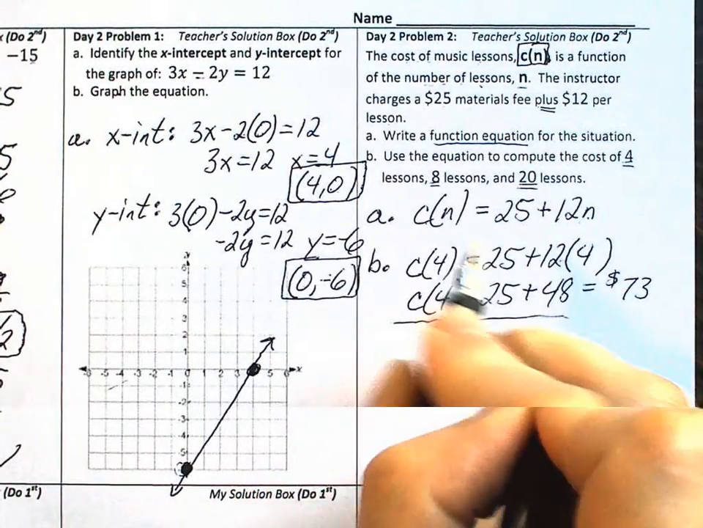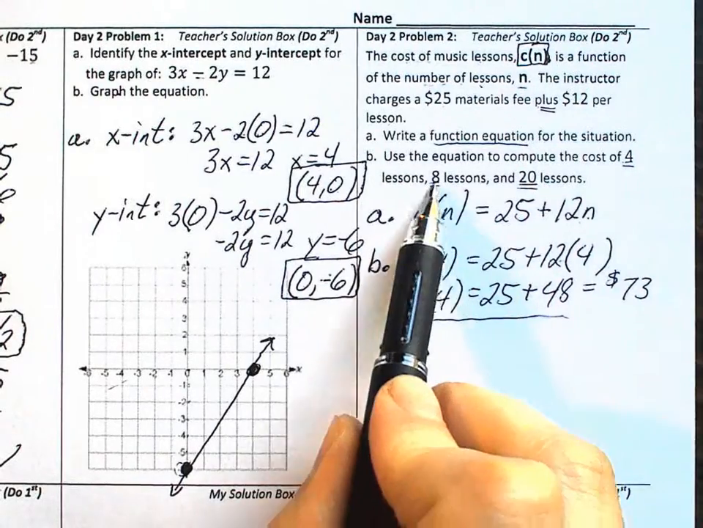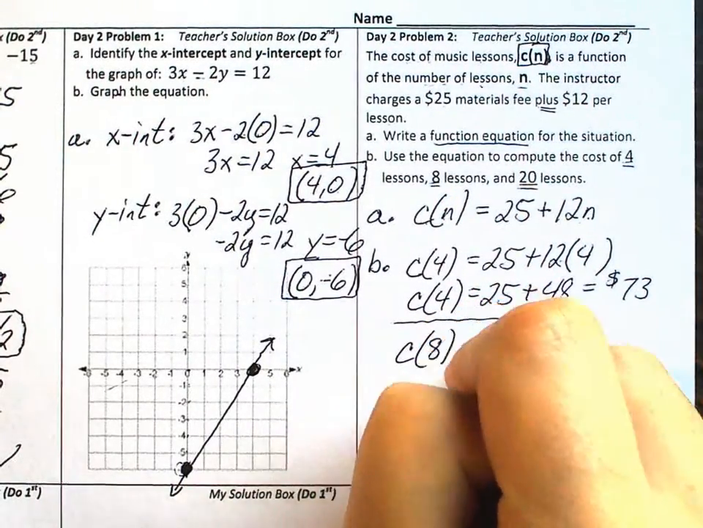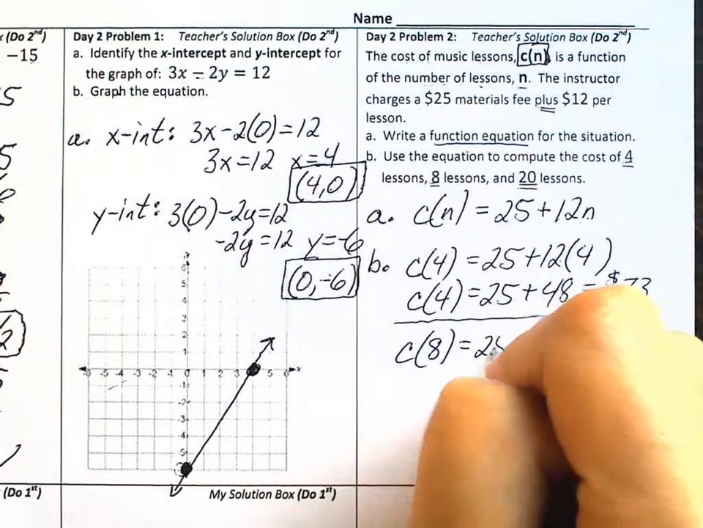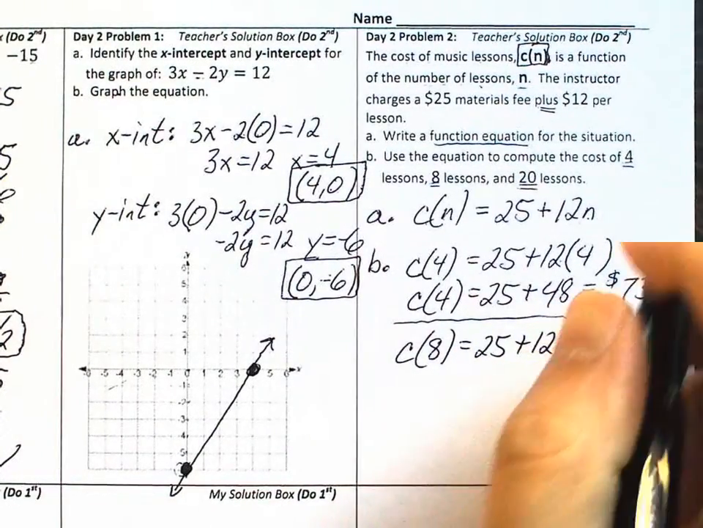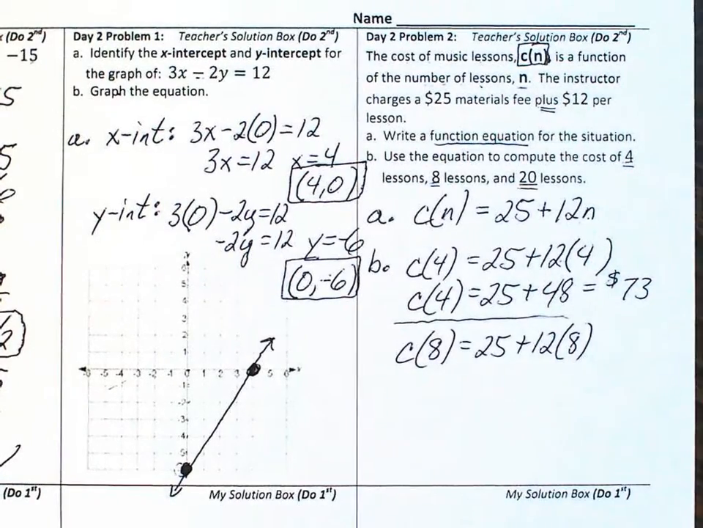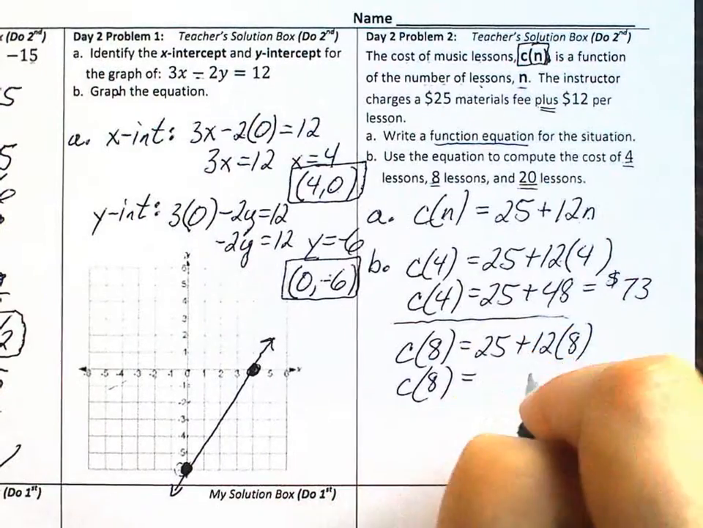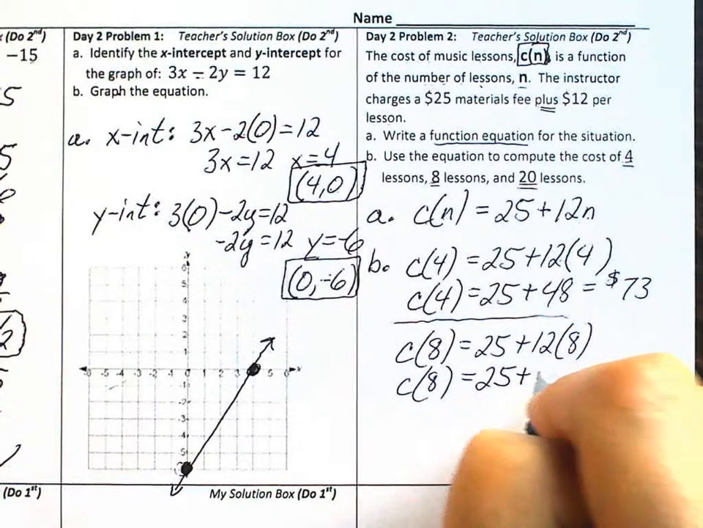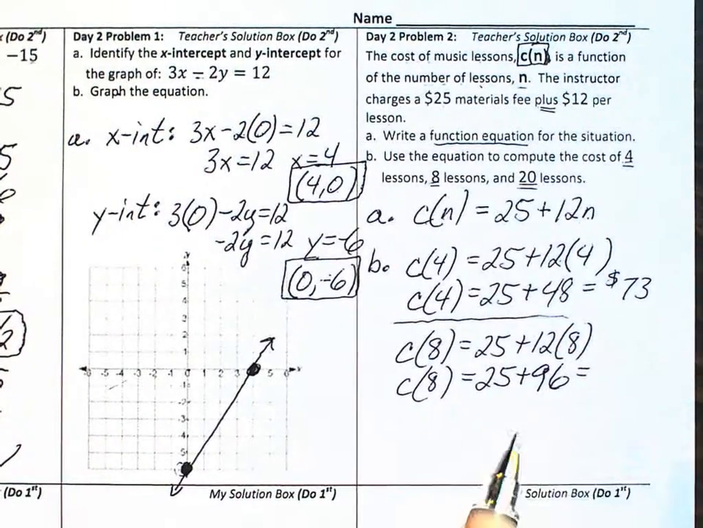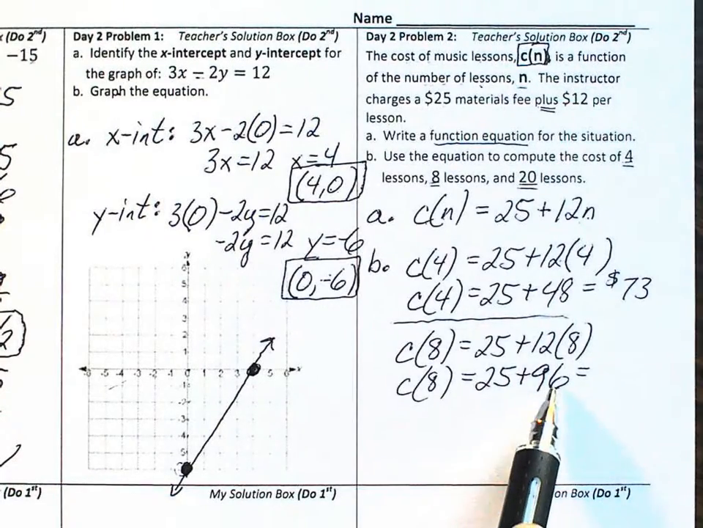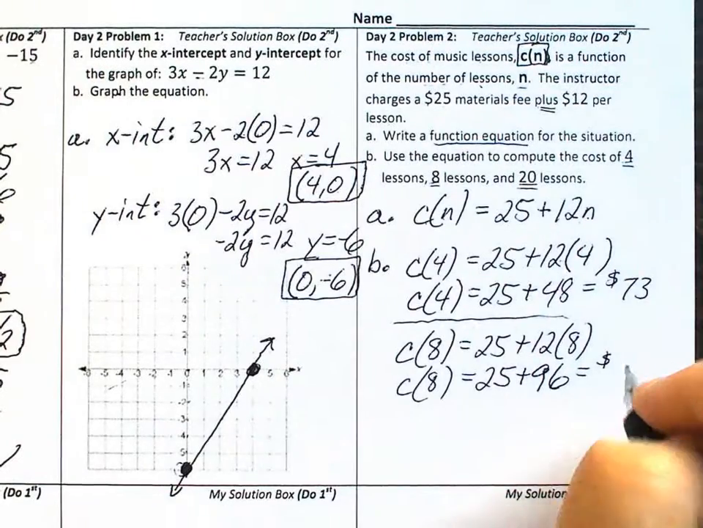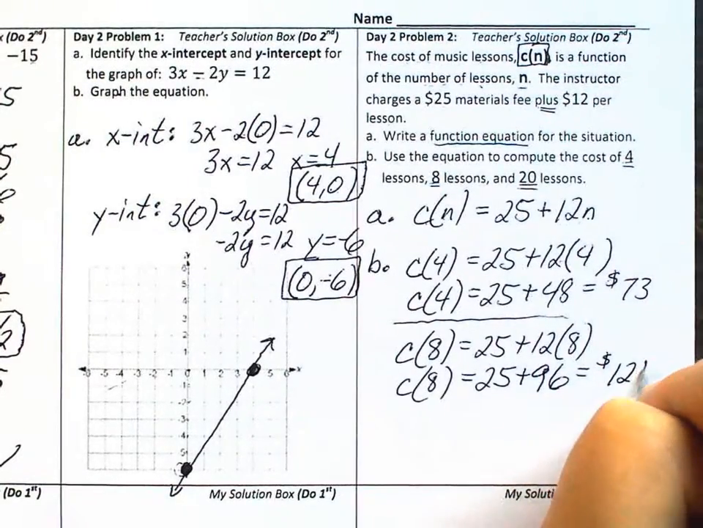We can use our function equation to find the cost of 8 lessons. So C of 8 equals 25 plus 12, and fill in 8 for n. And let's see what this makes. 12 times 8 is 96. And now we need to figure out what 25 plus 96 is. That is going to be $121.